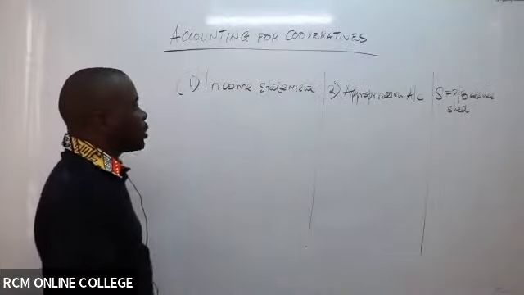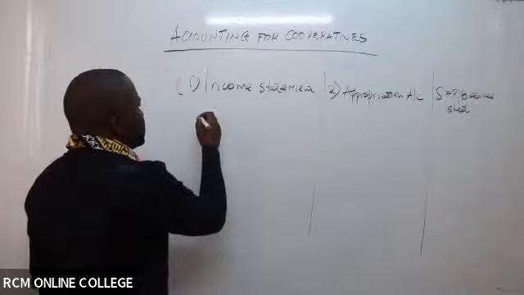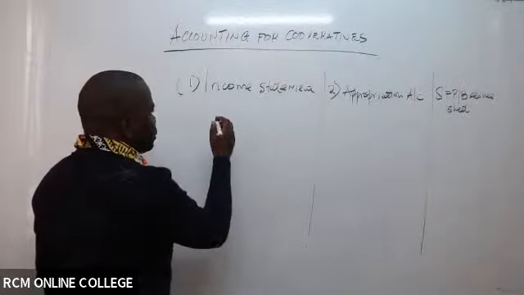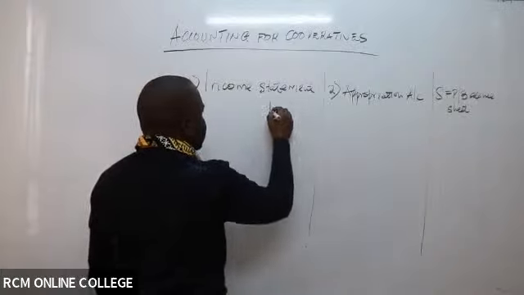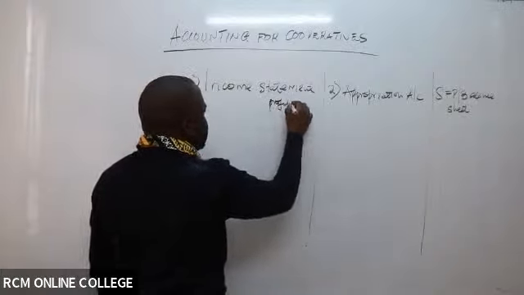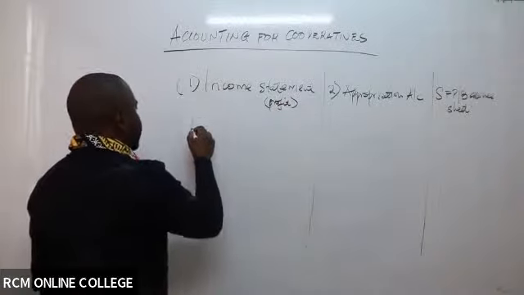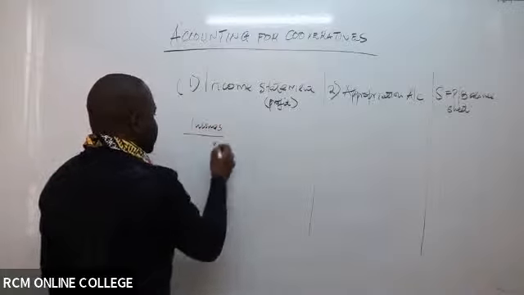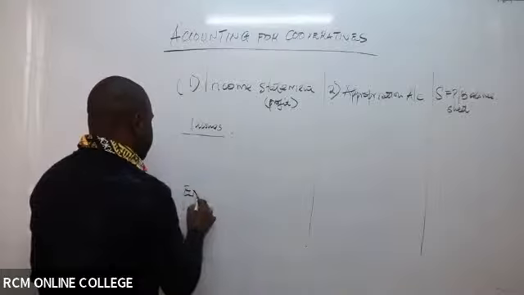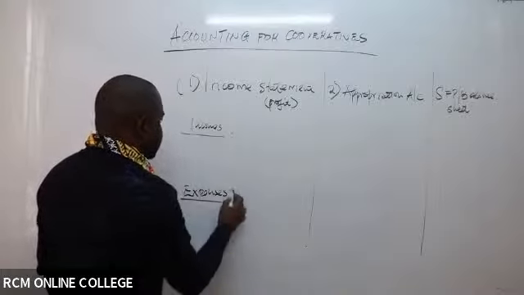So when you talk about the income statement, we are talking about it showing, at the end of it all, how much has been realized as a profit by the cooperative society. It will enlist the incomes that have been realized by the cooperative society, and of course also the expenses that have been incurred by the cooperative society.